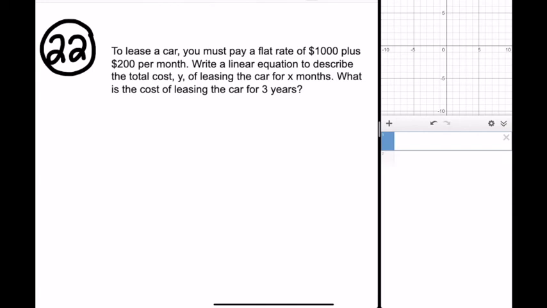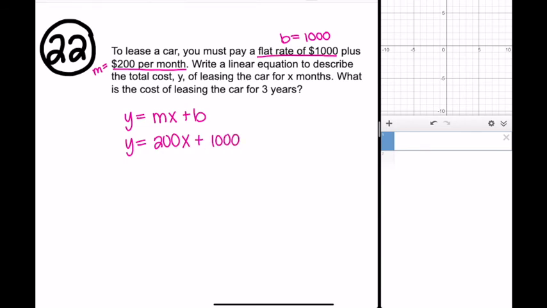Well, the flat rate is going to be our y-intercept or our b value. $200 per month tells us the slope. So we could write an equation in slope-intercept form using the y-intercept and the rate of change. So y equals $200 per month plus a flat rate of $1,000. If x represents months, then we need to know how many months are in 3 years.